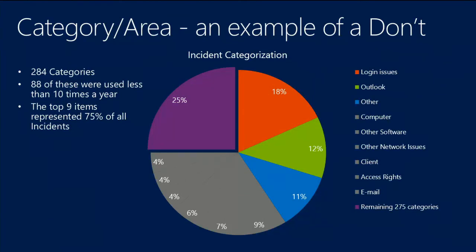If we take a look at the actual top 9 categories, you can see that the top category was login issues. There's nothing strange with that. That's probably the most common one. The second largest one was Outlook. And in Service Manager, Outlook should have been an affected CI. It shouldn't be a category. But the third one is the category called Other.